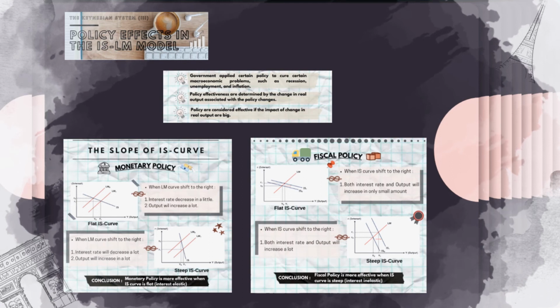Next, we will see how fiscal policy works. For the flat IS curve, when the IS curve shifts to the right, both the interest rate and output will increase only a small amount. But compared to the steep IS curve, when the IS curve shifts to the right, both the interest rate and output will increase a lot. So in conclusion, fiscal policy is more effective when the IS curve is steep. This is because the interest rate is inelastic.